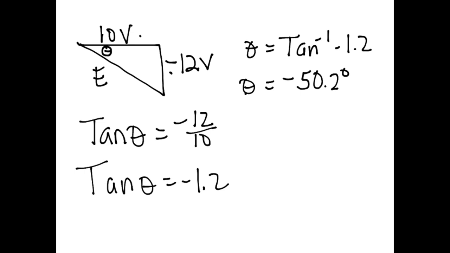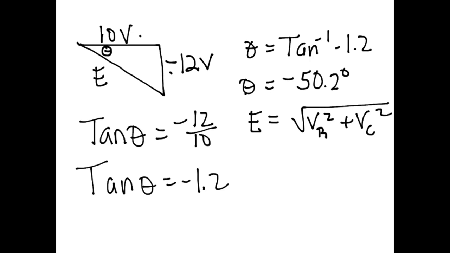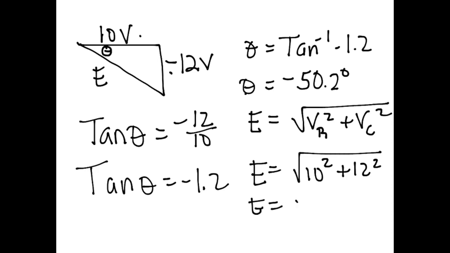Now I need to find E. Well, to me, the best way to do it is to use the Pythagorean theorem, where E is going to be the square root of V sub R squared plus V sub C squared. Since we are squaring both V sub R and V sub C, to make it easier for our calculations, we do not want to use the negative, because once we square a negative, it's going to become positive anyway. So you can just use the positive values, and that way you won't have an issue.